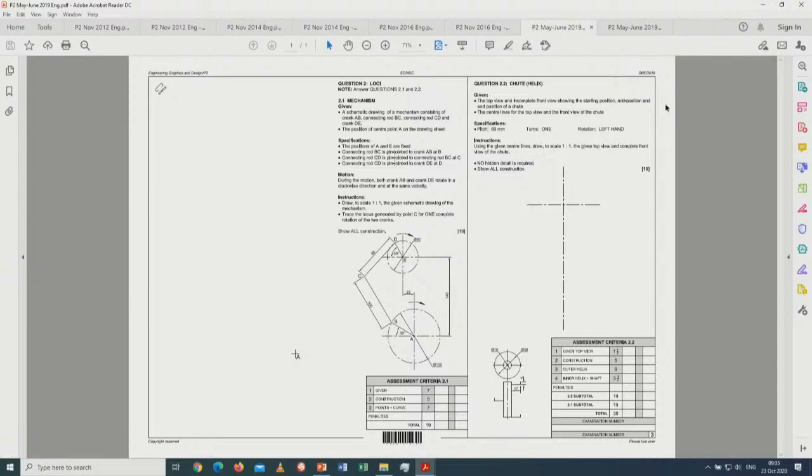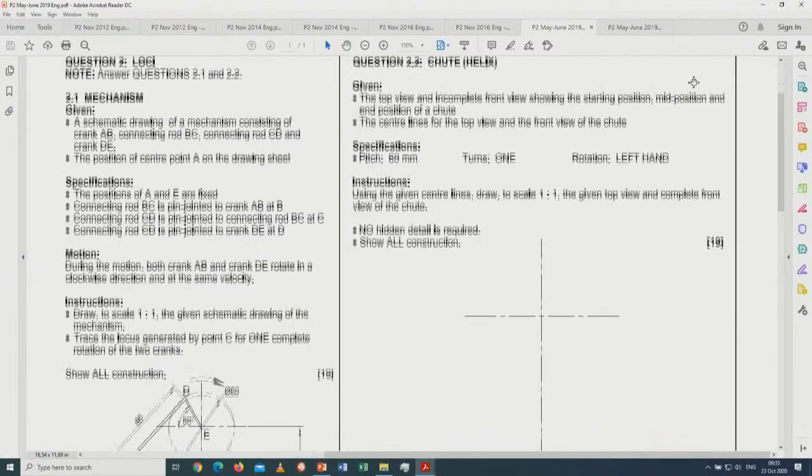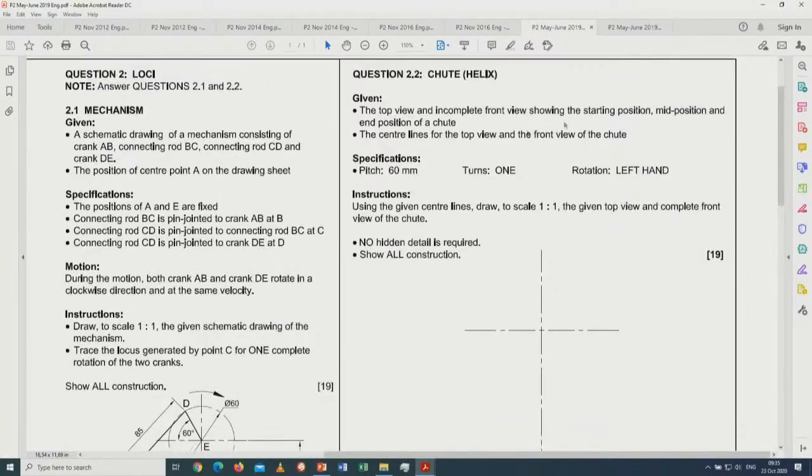All right, so over here, this is the information given, right? So it's the top view and the incomplete front view showing the starting position, mid position, and also the end positions of the chute, the center lines, and then also the pitch. It's 60 millimeter, turns only one rotation. It must be a left-hand rotation, so left top should be dark. Using the given lines and no hidden detail, show all constructions.